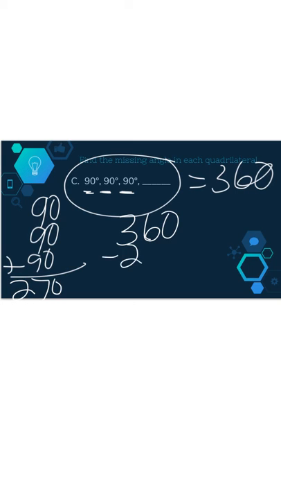Letter C, find the missing angle in each quadrilateral. You are given 90 degrees, 90 degrees, and 90 degrees. Remember that all 4 add up to 360 degrees. So if you add 90 plus 90 plus 90, you will get 270. Subtract this from 360, and you get 90 degrees. So your last angle measure is 90 degrees.